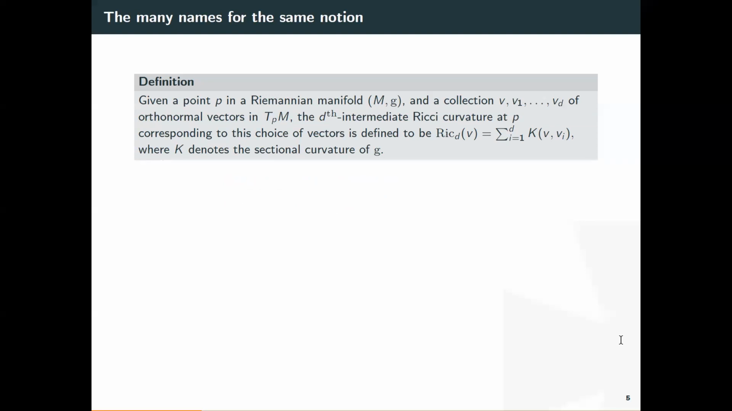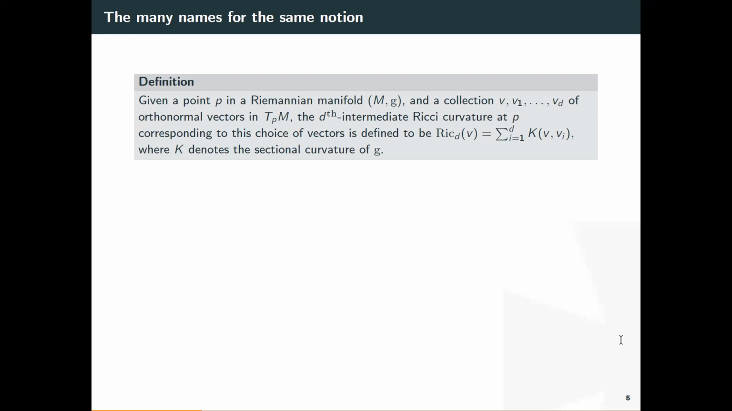If you fix a Riemannian manifold and a point, and then you collect d+1 vectors that are orthonormal, then you say that this quantity, Ricci d of v, is precisely the sum from i equals 1 to d of the sectional curvatures, where K is the sectional curvature. So when you put d equal to the dimension of the manifold minus 1, you just have the Ricci curvature in the v direction. You stop the procedure before computing the Ricci curvature. You are really in the intermediate case.